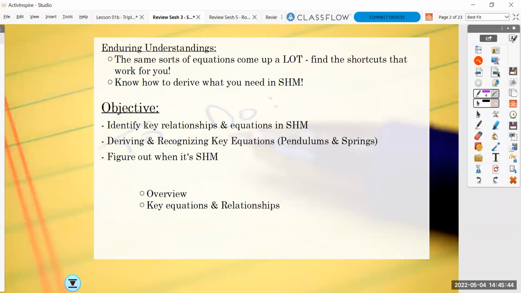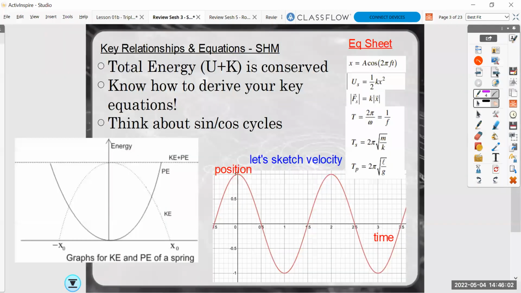Our framework's going to be very similar to the other review videos. We're going to identify some key relationships and equations, derive some stuff that's not on your formula sheet, and more or less figure out when simple harmonic motion is the right way to look at a question versus kinematics or something else. And we'll also take a look at a few from the review packet.